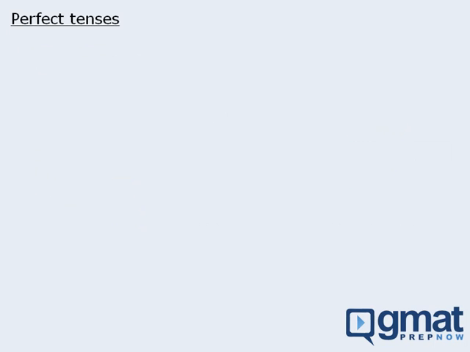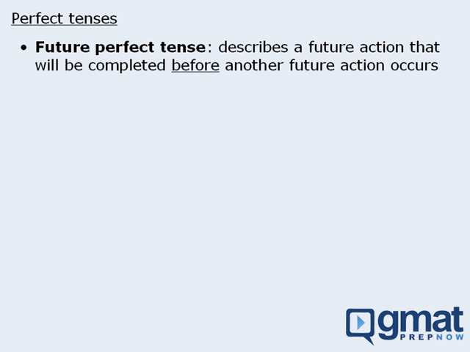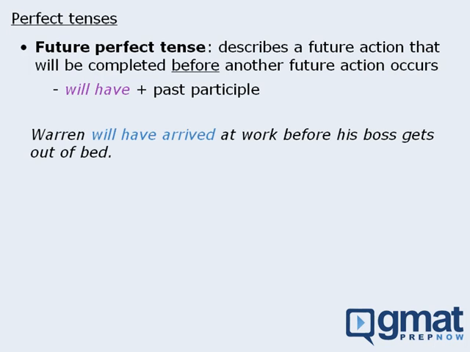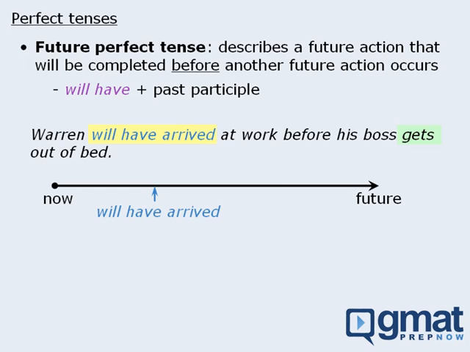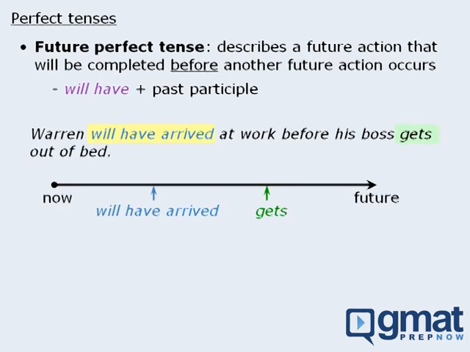The last perfect tense to discuss is the future perfect tense. We use this tense to describe a future action that will be completed before another future action occurs. To create this tense, we combine will have with a past participle. Consider the sentence. Warren will have arrived at work before his boss gets out of bed. Here there are two future actions, arriving and getting out of bed. Since the arriving will have occurred before the getting out of bed, we express the arriving in future perfect tense.